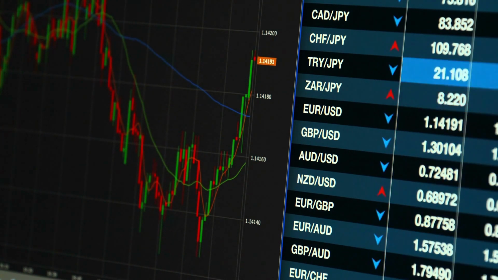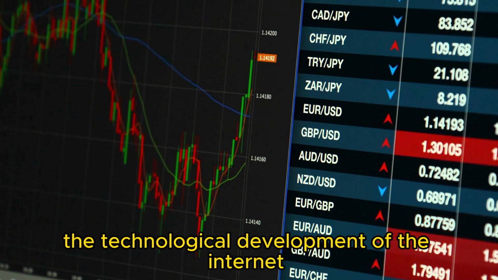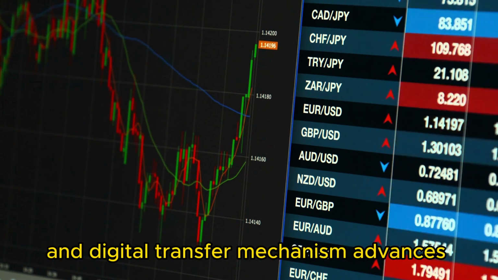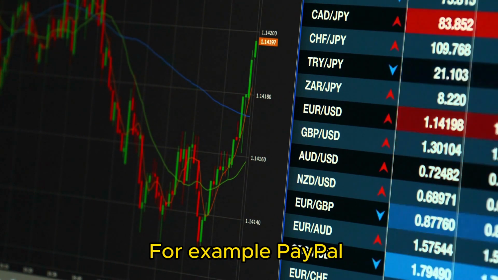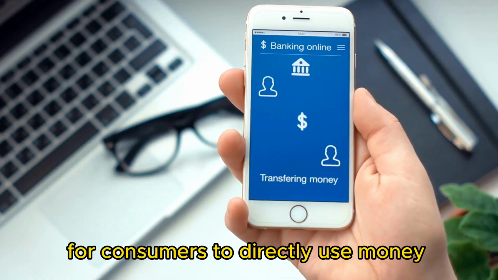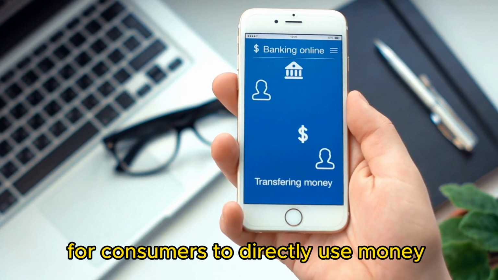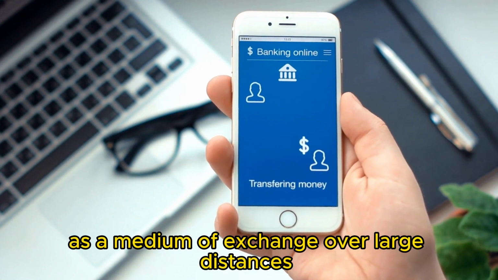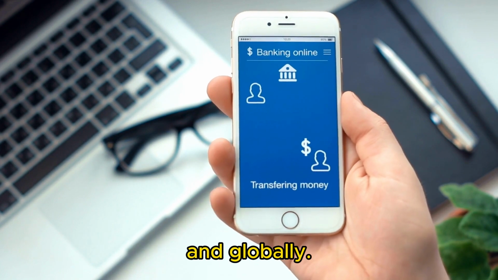Most recently, the technological development of the Internet and digital transfer mechanism advances. For example, PayPal made it much easier for consumers to directly use money, but via intermediaries, as a medium of exchange over large distances and globally.